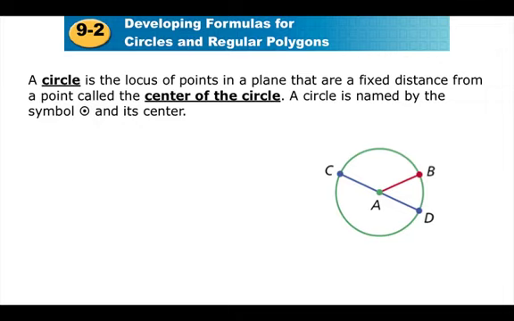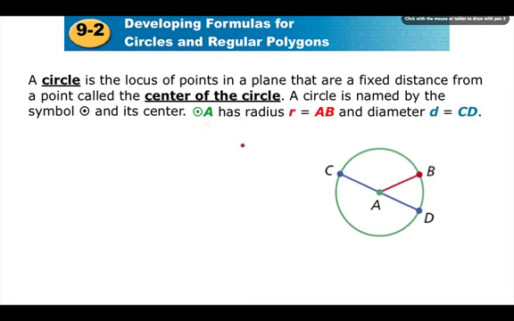Let me read this. This is the definition of a circle. It says a circle is the locus of points in a plane that are a fixed distance from a point called the center of the circle. A circle is named by the symbol that you see there. It kind of looks like a bull's eye and its center. Example of this. If you want to name the circle, it is right here, circle A. And this circle has radius AB, diameter CD. Terms that you're familiar with.